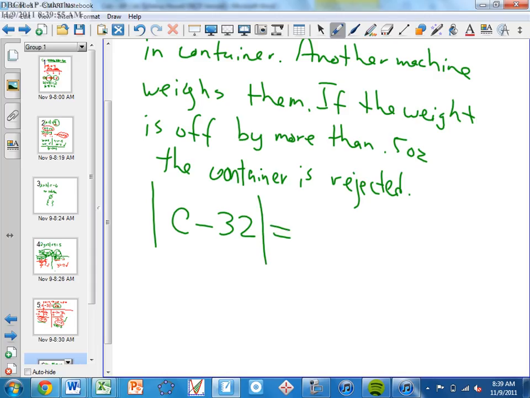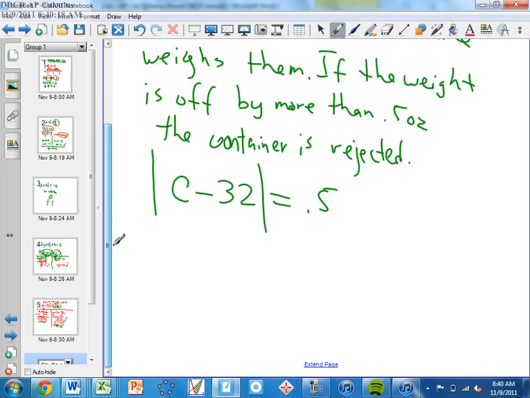Now, what are the restrictions based on what the question said? What is the maximum it can be off by? 0.5. Okay? So, again, the difference between the actual weight and the desired weight of 32 can be over or under, thus absolute value comes about. Now, that equals 0.5. Let's solve this equation.